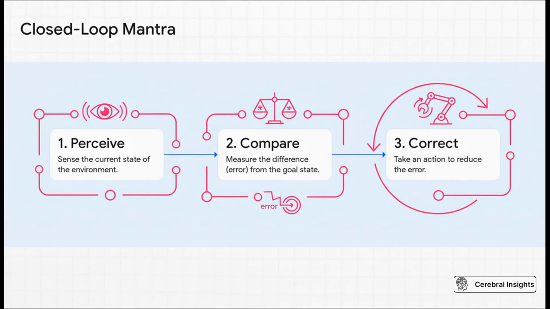At its core, the closed-loop mantra is this simple, elegant, and just incredibly powerful cycle. It's 3 steps. First, you perceive. You sense the current state of your environment. What's happening right now? Second, you compare. You measure the difference, the error, between that current state and where you want to be, your goal state. And third, you correct. You take a specific action designed to reduce that error. And this isn't a one-time thing. It's a continuous, never-ending loop that lets a system dynamically steer itself right toward a target.